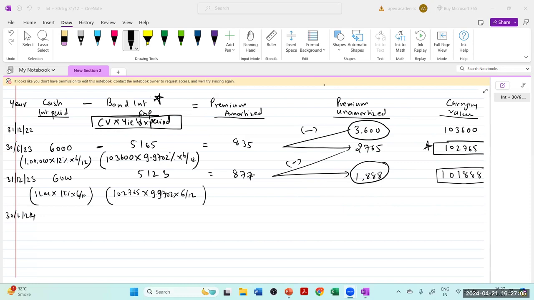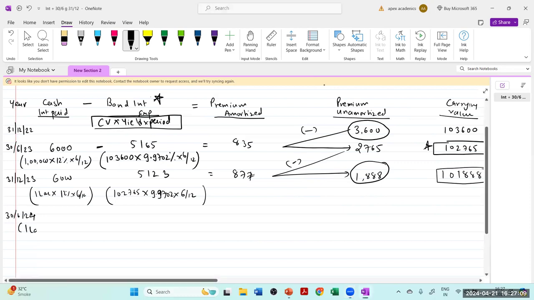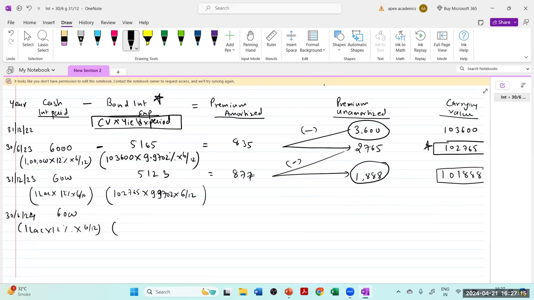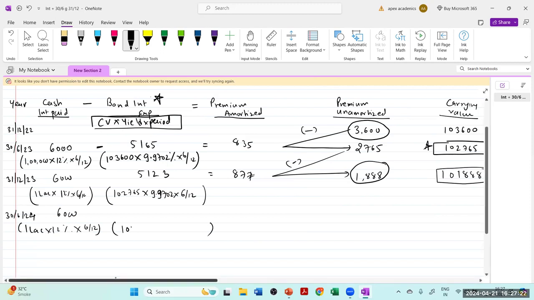Sir, 1 lakh multiplied by 12%, multiplied by 6 by 12. Bond interest expense: 1,01,888 multiplied by 9.9702% multiplied by 6 by 12.